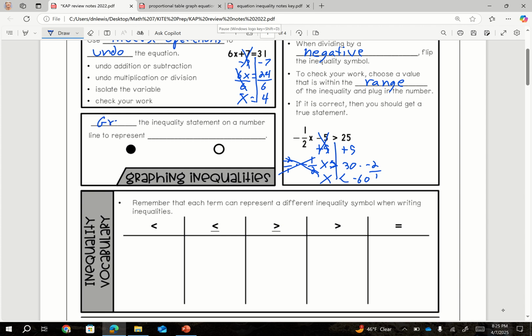Then we do need to graph our inequalities. We're going to graph the inequality statement on a number line to represent all solutions. Our graph shows us all the possible answers, not just the one answer for x. When we graph, if we've got this closed dot, that means it could be greater than or equal to, less than or equal to. If we've got an open dot, that means it can just be greater than or less than.